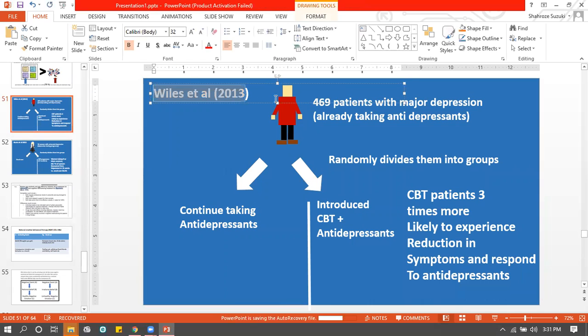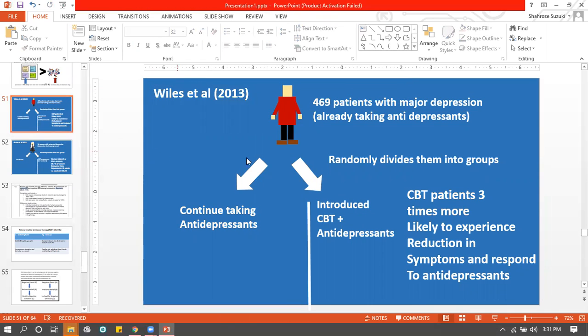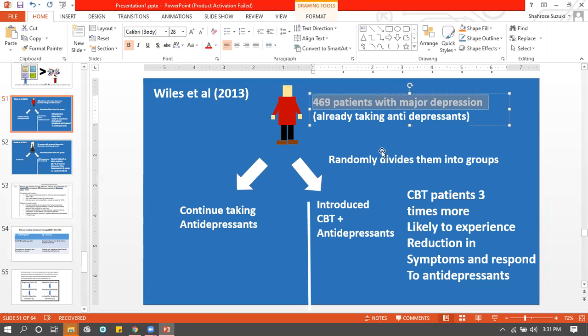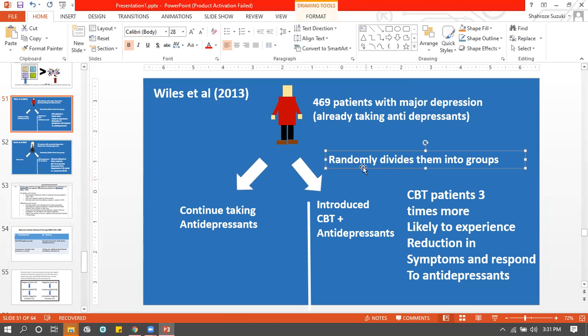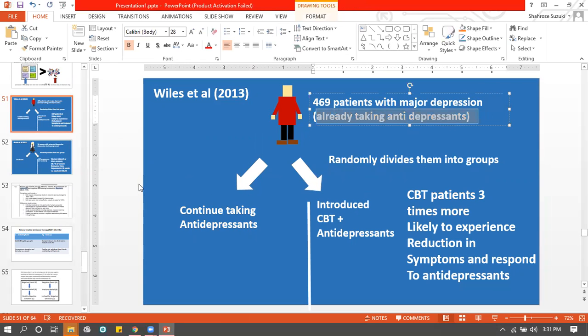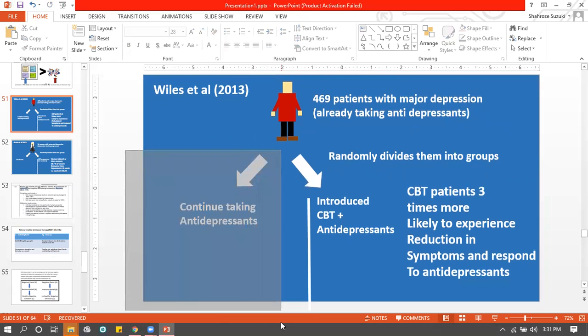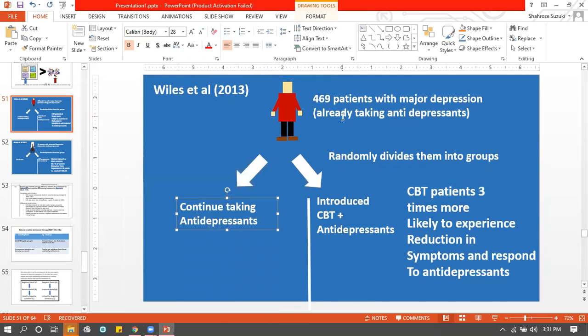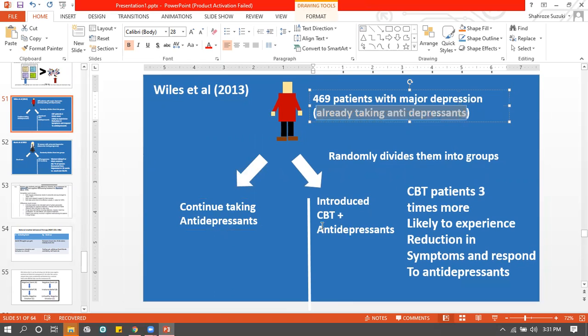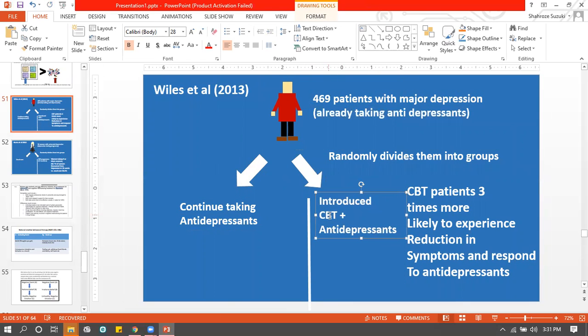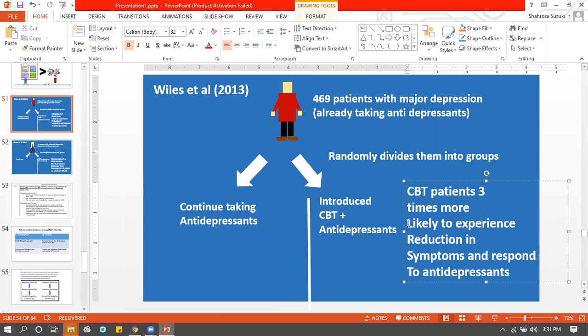Other research, we have Wiles, which is in your syllabus. Wiles has a huge number of people who are having depression. Whenever I write major depression, make sure that it means unipolar depression. He divides them into two groups. People are already taking antidepressants, so half of them keep taking the antidepressants, and half of them also take antidepressants but are given CRT as well. CRT and CBT are interchangeable; I wrote CBT, but you can refer to it as CRT. So CRT plus drugs, and drugs only.